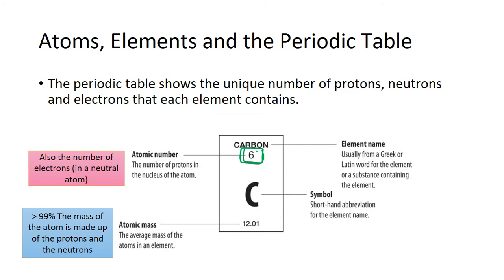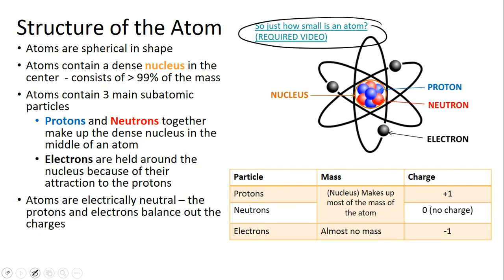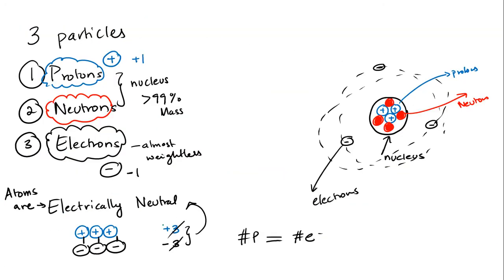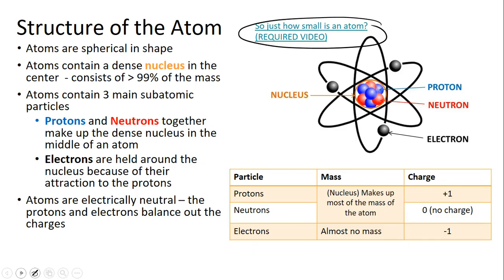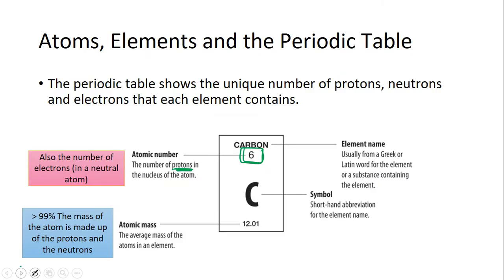But this placement also tells us how many protons carbon has. So this location is called the atomic number, and it tells us that carbon has 6 protons in its nucleus. So the atomic number is the number of protons in the nucleus of an atom. But remember that any atom is electrically neutral. So if you know the number of protons, you automatically know the number of electrons, because they have to be balanced out. They are equal.